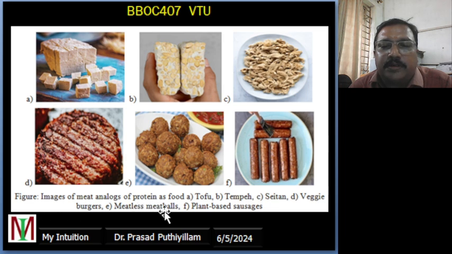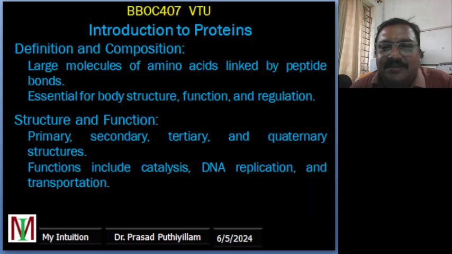These are called tofu, tempeh, seitan, veggie burgers, meatless meatballs, plant-based sausages, which are actually vegetarian-origin, protein-prepared foods. The texture is given so that they look like non-vegetarian food items, but they are vegetarian food items. It gives the same appearance so that those who are tempted but still want to remain vegetarian can have this. So this is just an interesting fact.